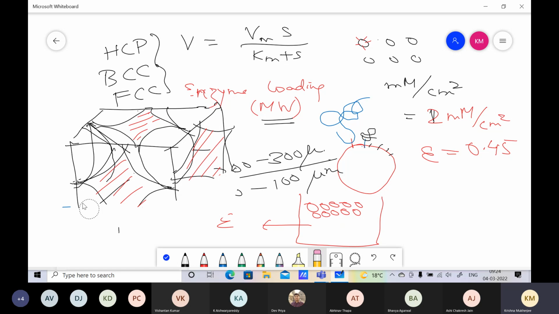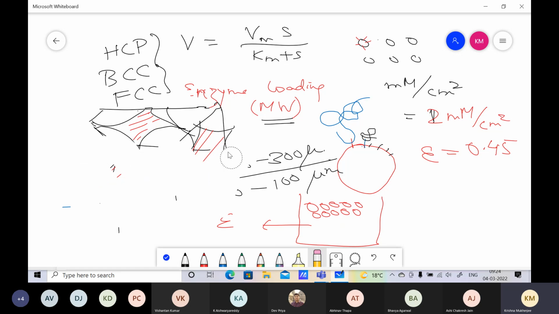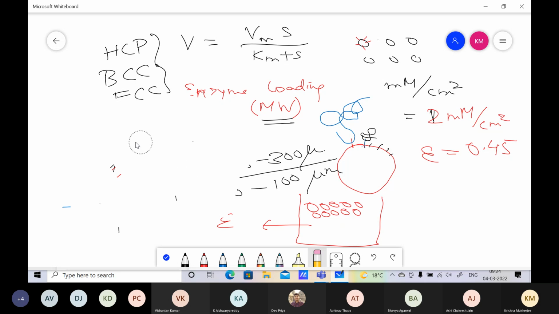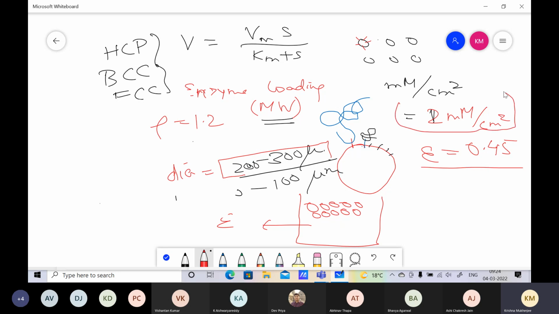And so if you know E, and I know the micron size, and I know this, now can you tell me how will you calculate the amount of enzyme loading? 200 to 300. Do you need anything else? You need the density. Let us say typical density of matrices 1.2. Now, please calculate for a diameter range of 200 to 300 microns and an E value of this and a millimole per centimeter cube loading of this. What is the maximum amount of enzyme that I can load? How will you calculate it? Let us have the procedure from you guys.